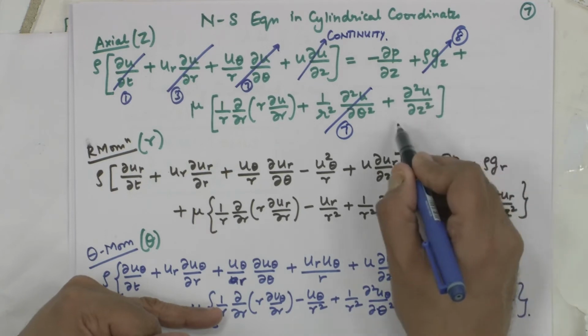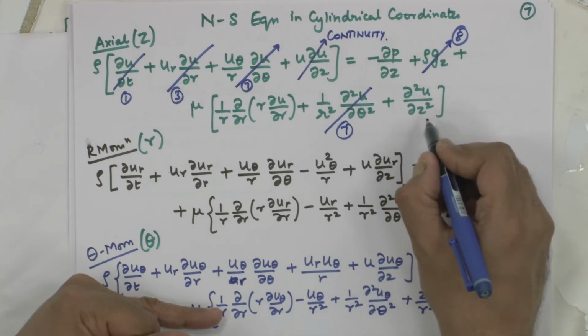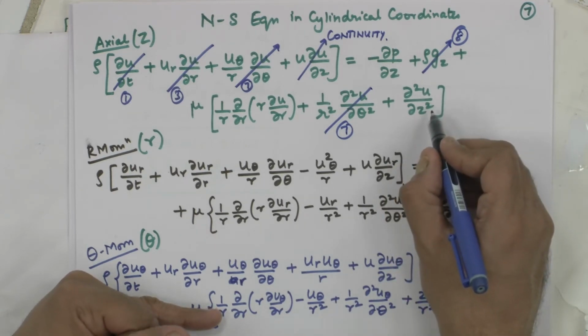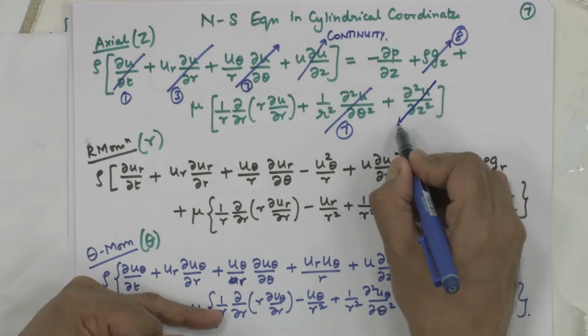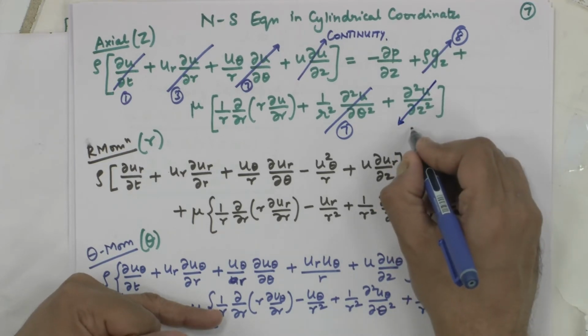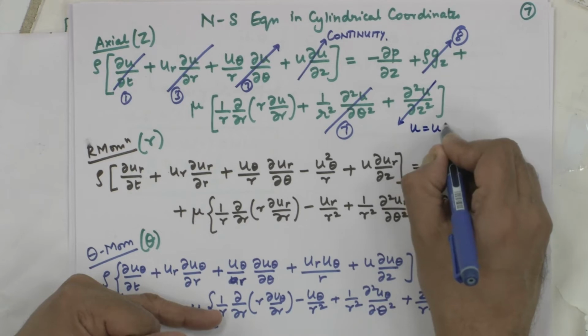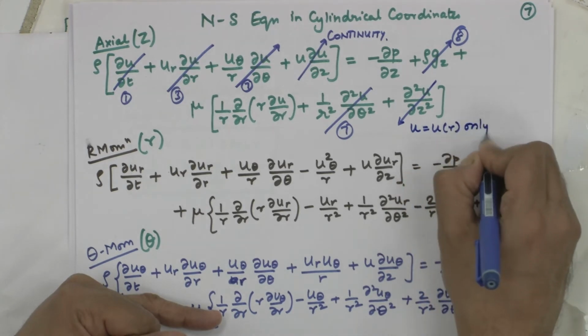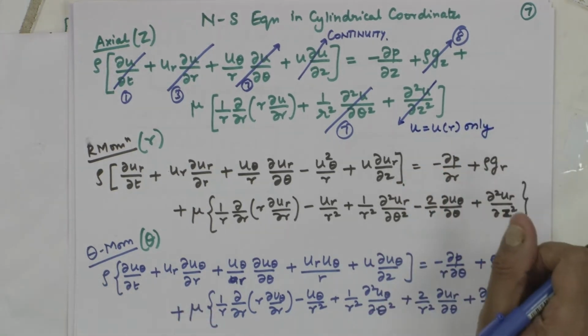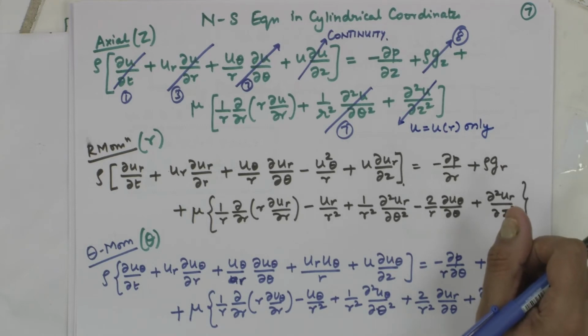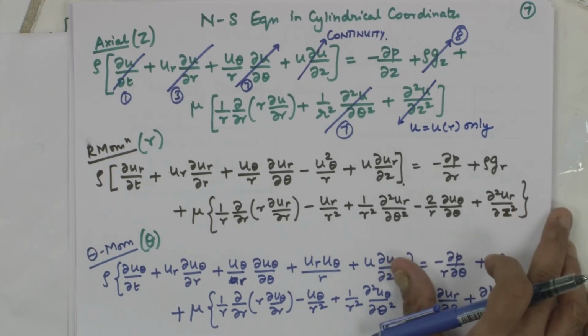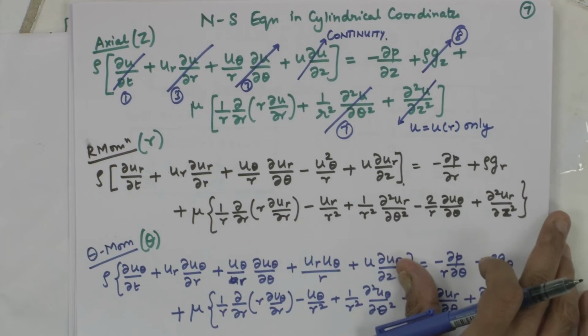If du by dz is 0, that means u is not a function of z, the second derivative is also not a function of z. So, I can just put u is a function of r only as the reason. This was the result of the continuity equation. So, my axial momentum equation is now simplified. I am going to take a fresh slide here to write this.